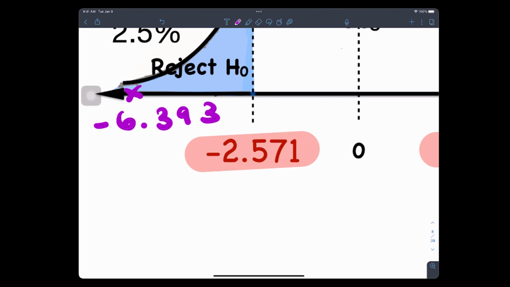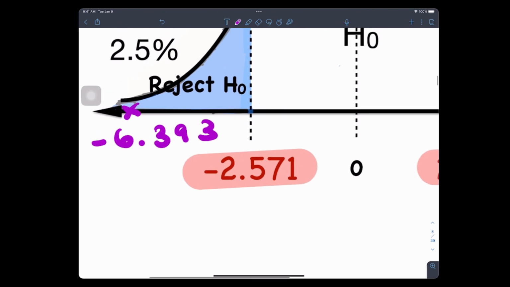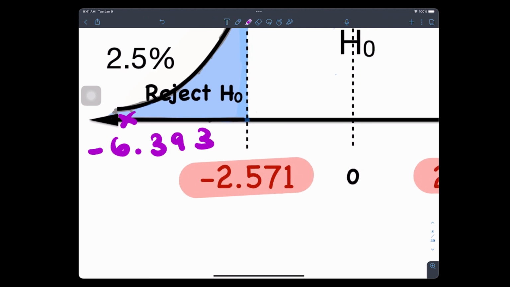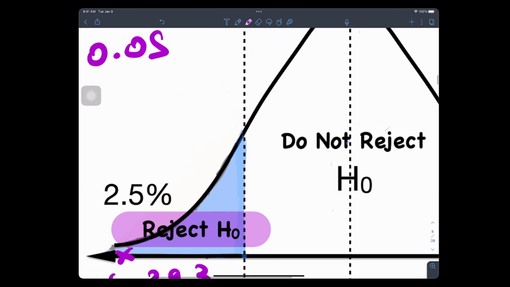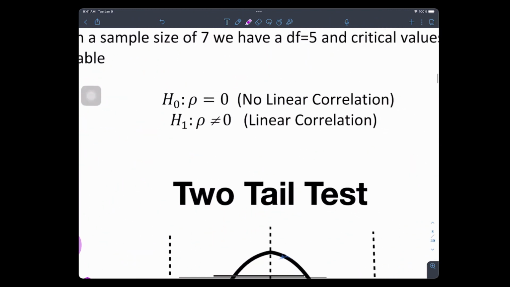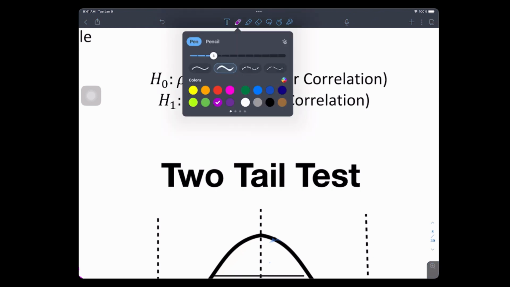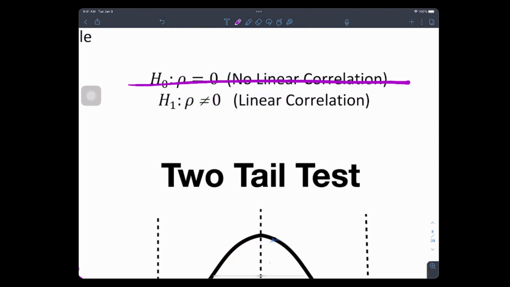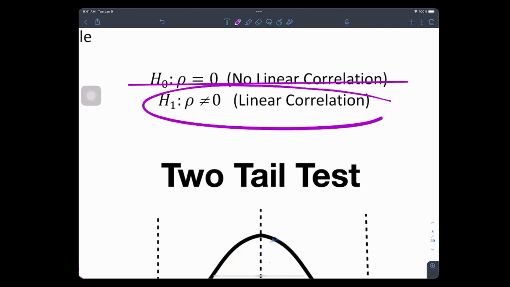That t-value is past the critical value. It's further away from 0. What region is it in? It's in the reject the null hypothesis region. You're rejecting the null. And when you reject the null, what does that mean? Say goodbye, null. You're accepting the alternate. What is the alternate again?